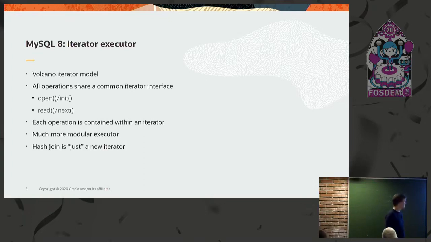And one of the basic ideas in this model is that all operations should share a common interface. In MySQL, this interface has two methods, which are init and read. Init initializes the iterator for reading, making it ready for returning rows, and read simply returns the next row from that iterator. Another important thing is that each operation is contained within one single iterator, so that responsibility and things are not scattered around the code base in different places. So things are more self-contained now.